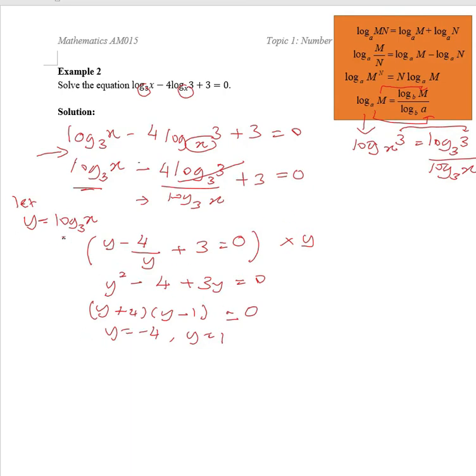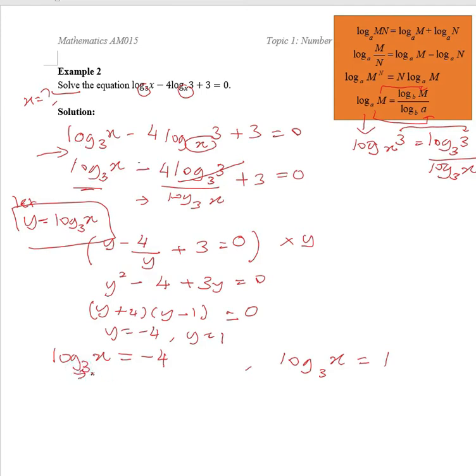Remember, y stands for log x base 3. And we want to solve the question. We want to solve the variable x and not y. So still the question is not done yet. We have to continue substituting y back into its original log, which is log x base 3. And then applying the change of log to indices, which is turn down.